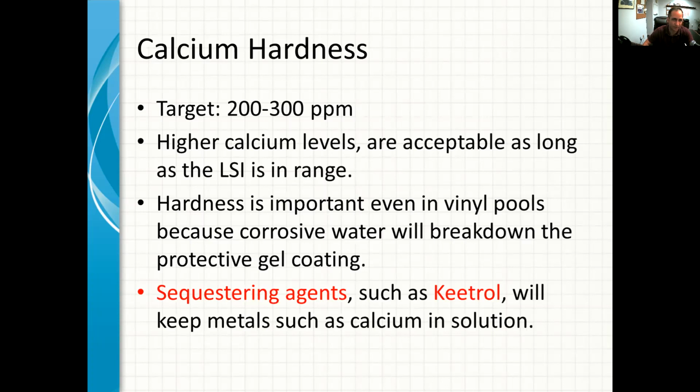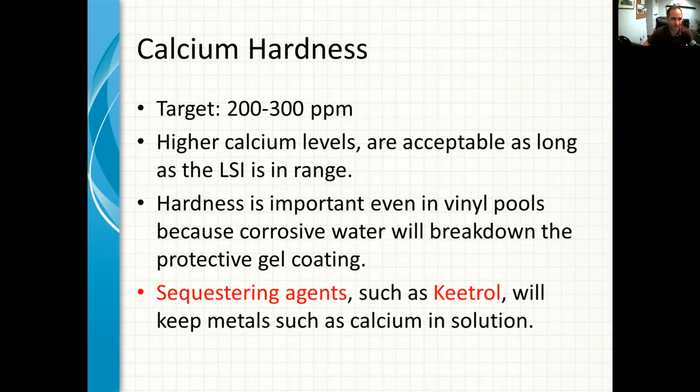It's important, even with vinyl pools or plaster pools, that you have some calcium in the water, because plaster is made from calcium. It has these calcium ions in it. Things always tend to want to come to equilibrium. So if you have calcium in your plaster wall and no calcium in your pool, the calcium wants to go from the high concentration to the low concentration, from the wall into the pool, which you don't want, because you're leaching the structural metals from your pool wall, which is not good, right?